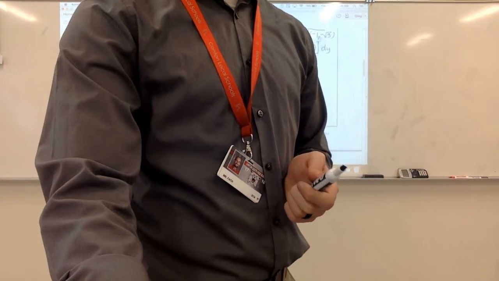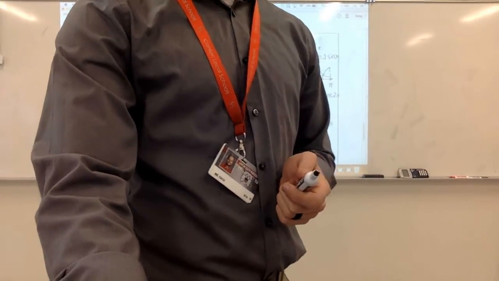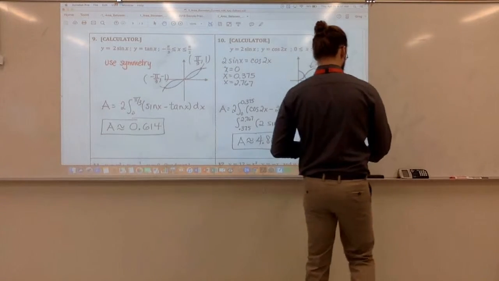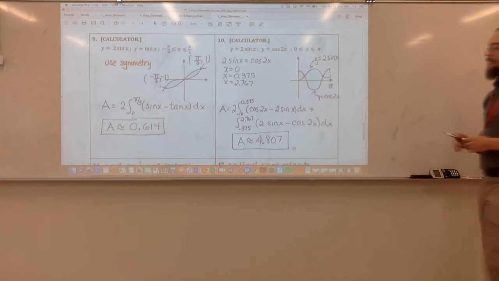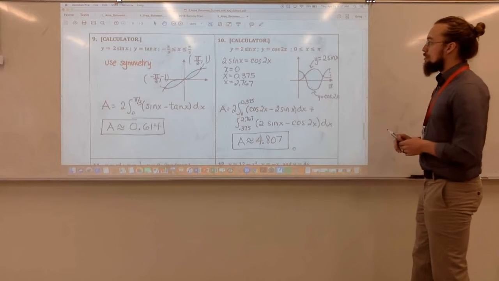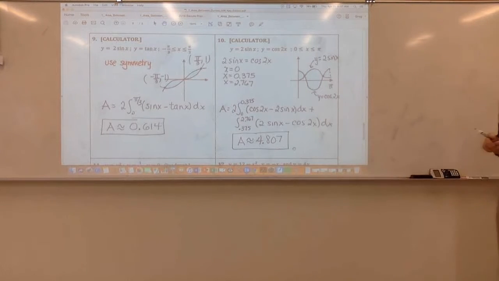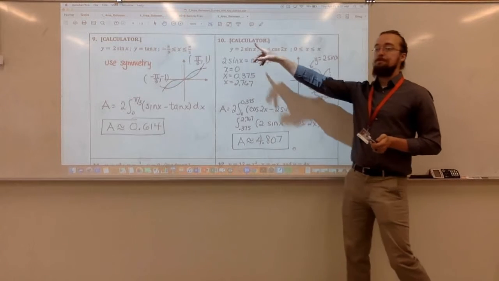I have 10. 10? All right. Okay. We can take a look at 10 here. So on this one, it says that we want to look at the region between these two curves on the interval 0 to pi. And it says to use a calculator.